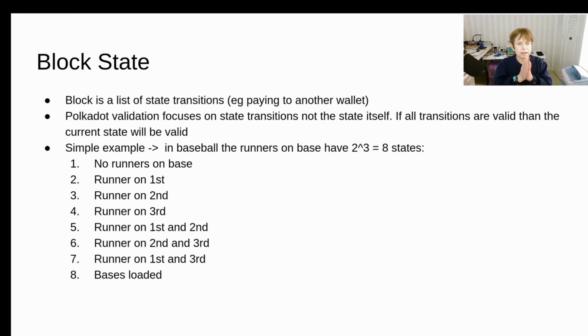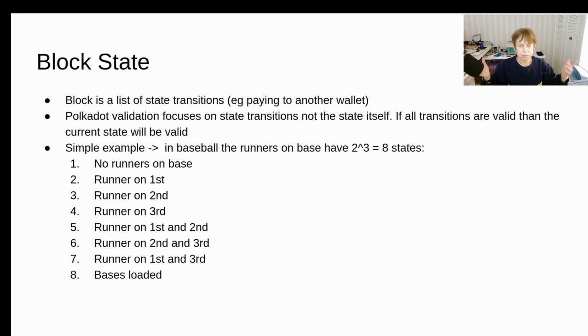The block is a list of state transitions. For example, paying to another wallet. Polkadot validation focuses on state transitions, not the state itself. You may have the state, which is what's in each person's wallet, but it focuses on the transitions.